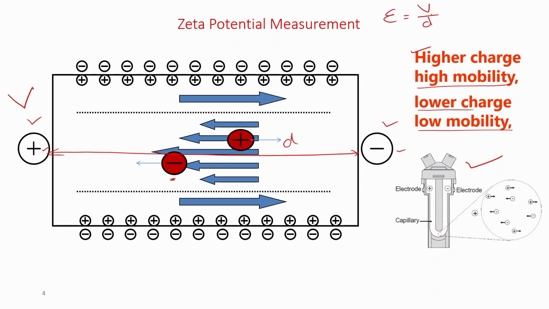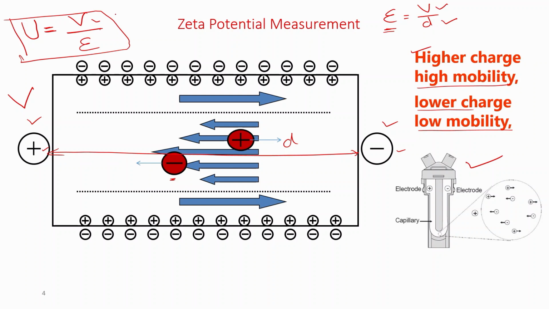We know that if the voltage applied between the electrodes is V and the distance between the electrodes is D, then the electric field strength is given by E. From this E we can calculate the electrophoretic mobility. Electrophoretic mobility is given by the velocity divided by the electric field strength.